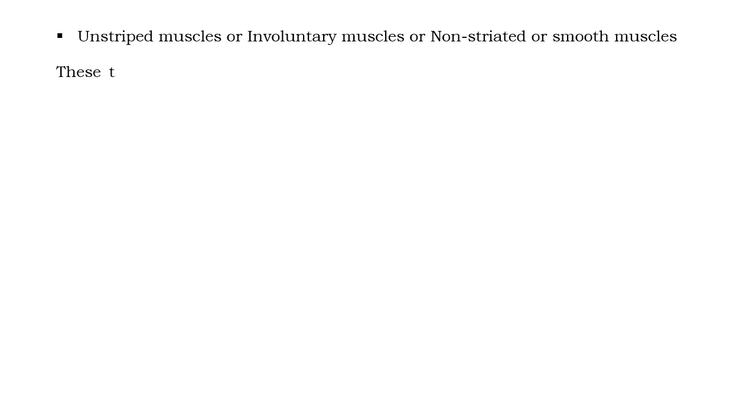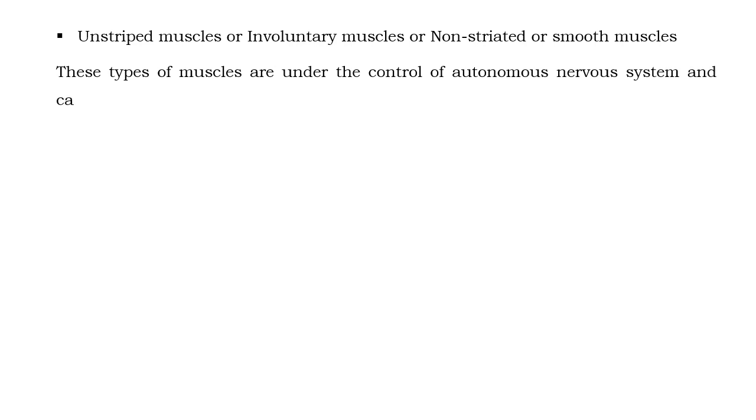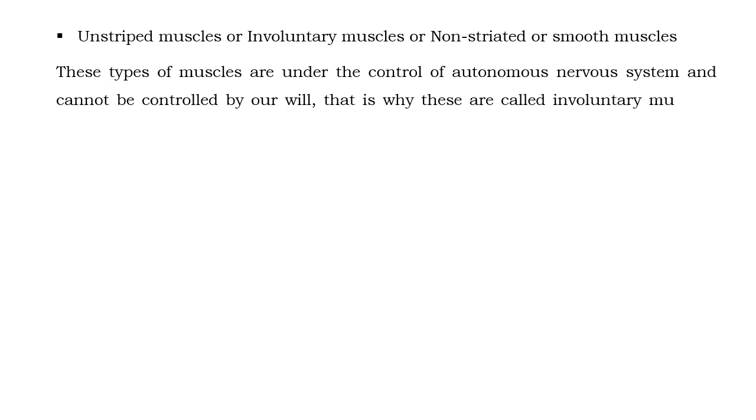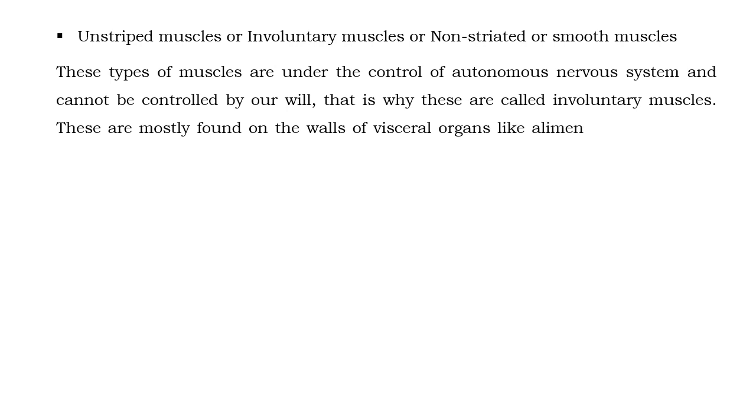Unstriped muscles, also known as involuntary muscles or non-striated or smooth muscles. These types of muscles are under the control of the autonomic nervous system and cannot be controlled by our will. That is why these are called involuntary muscles. These are mostly found on the walls of visceral organs like alimentary canal, blood vessels, urinary bladder, etc.